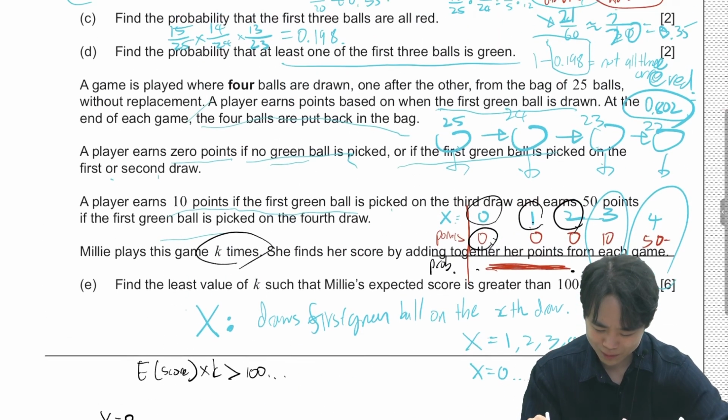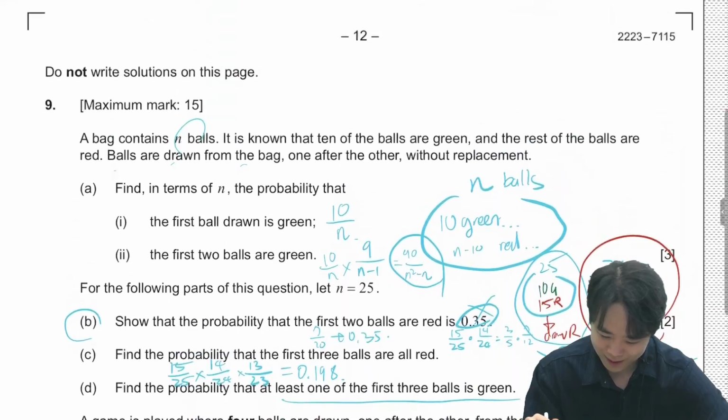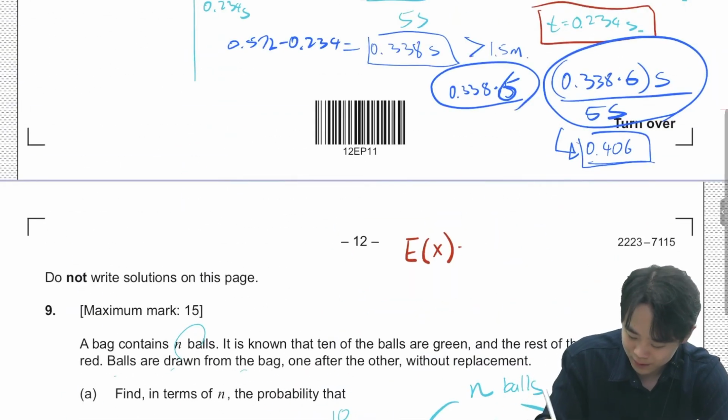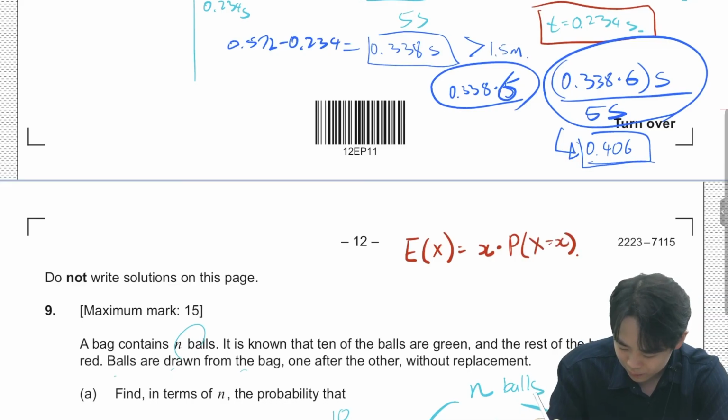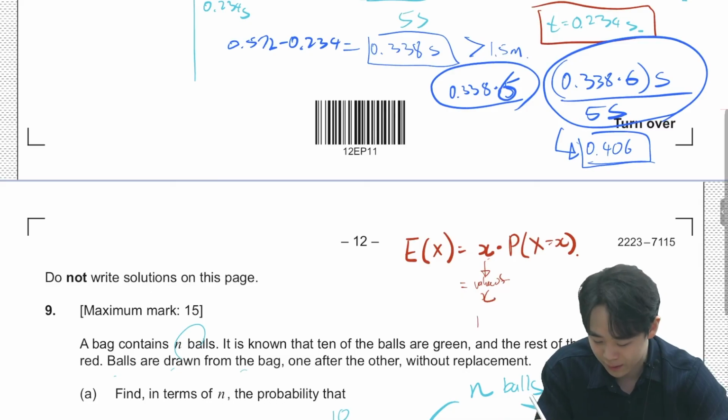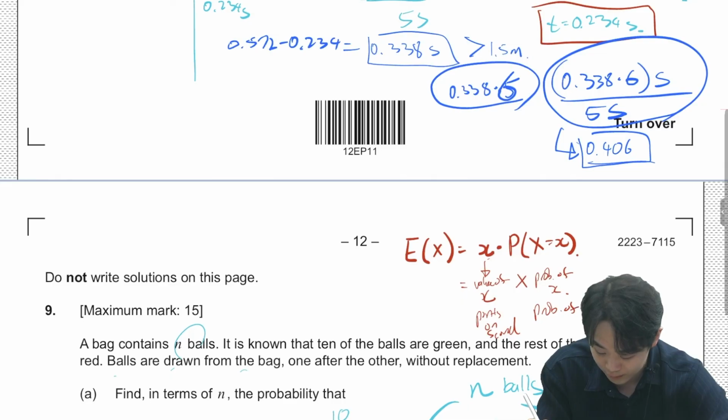Okay, so the last problem was a bit tricky, but let me just highlight the key concept you needed, right? We had the formula for expected value: the sum of x times the probability that X equals x. So this is like the sum product. We have the value of x, which in our case was the points scored on a game, and we multiply that by the probability of x, so basically the probability of winning that many points.